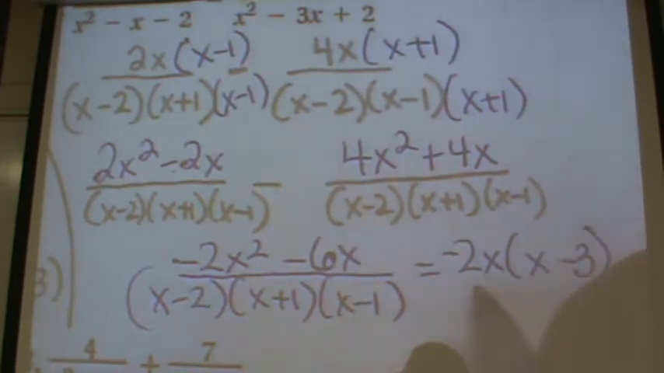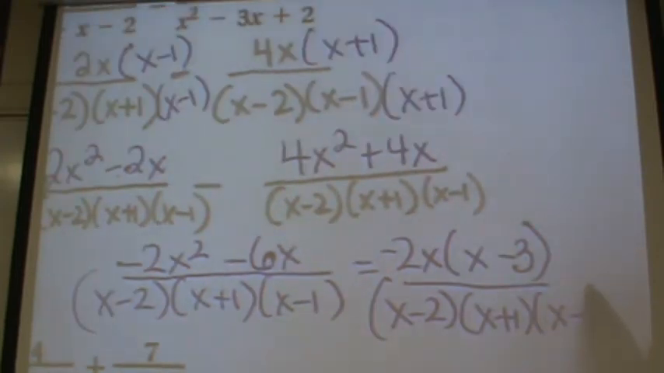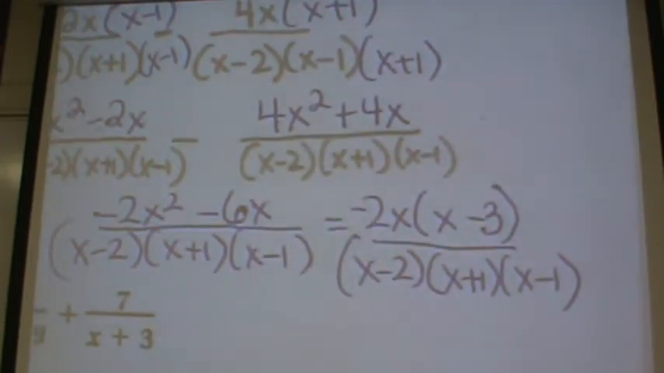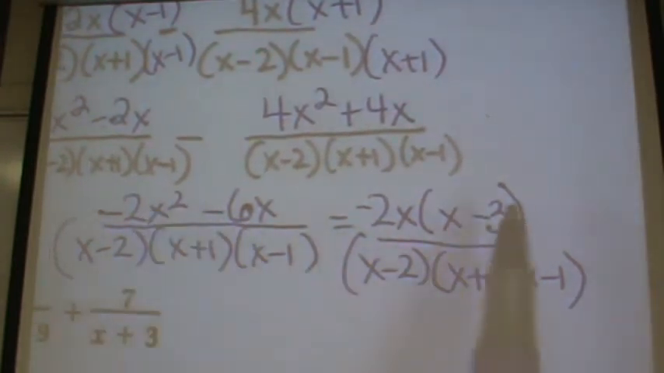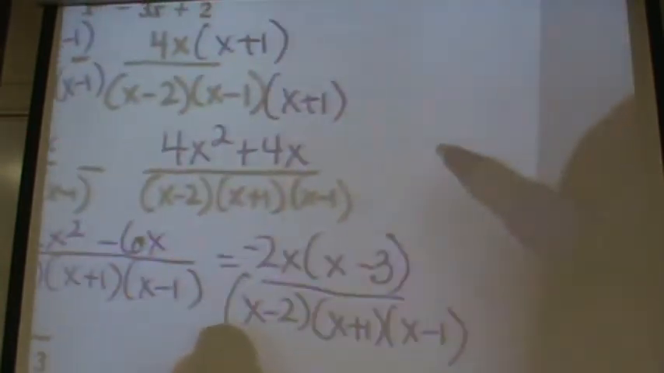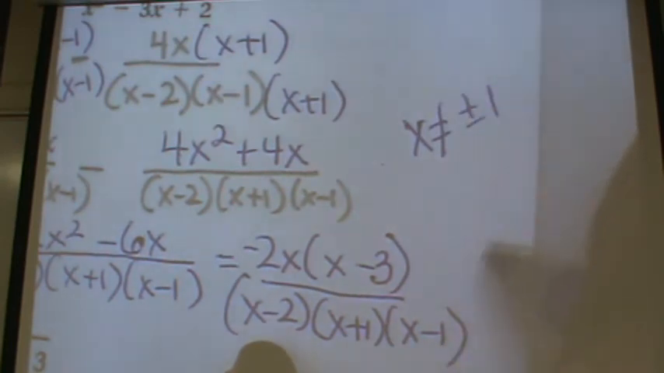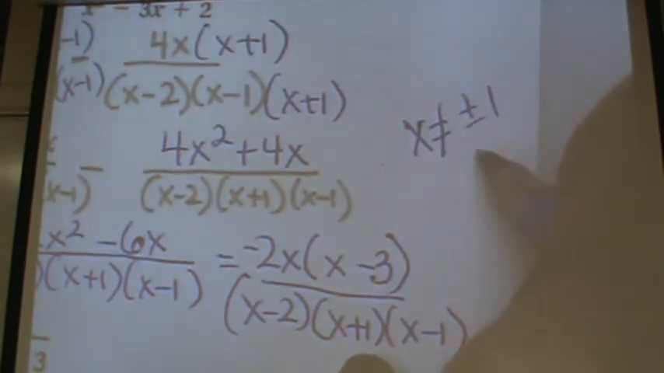And guess what? There's nothing that's gonna cancel. I wish one of these was an x minus 3. It's done. There's nothing that cancels. I tried. I thought maybe something's gonna come out and then give us something to factor, but it's not. So tell me what the restrictions are. x can't be what? Plus or minus 1, and 2.